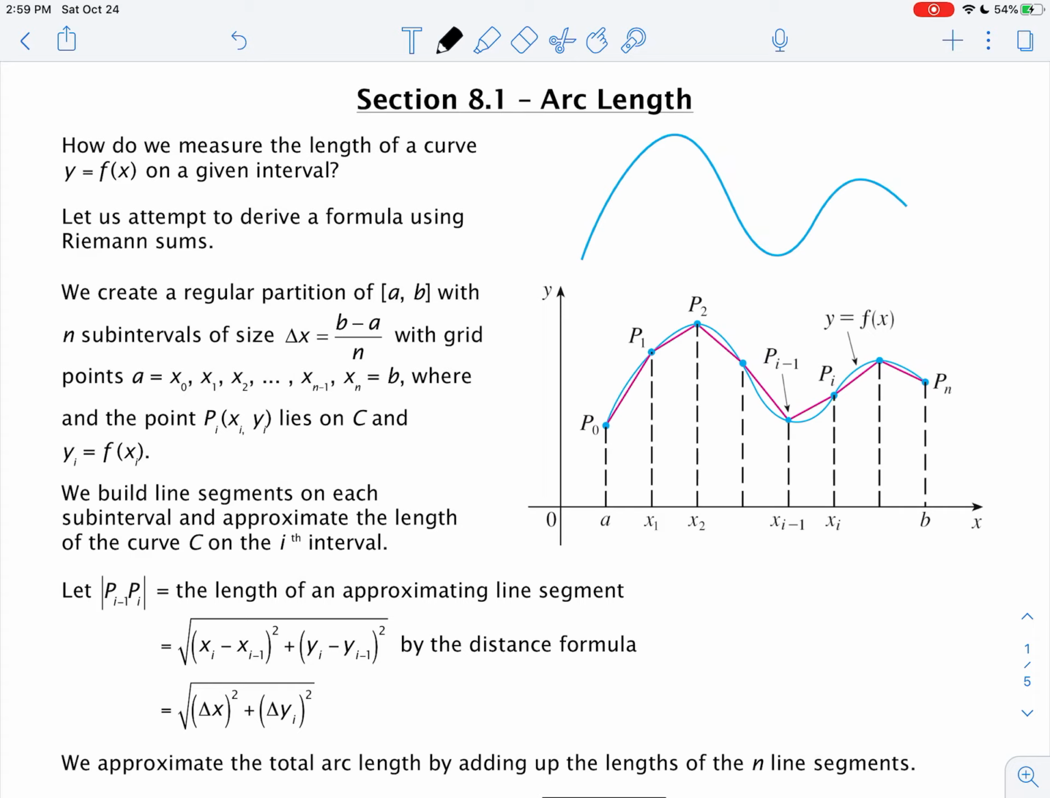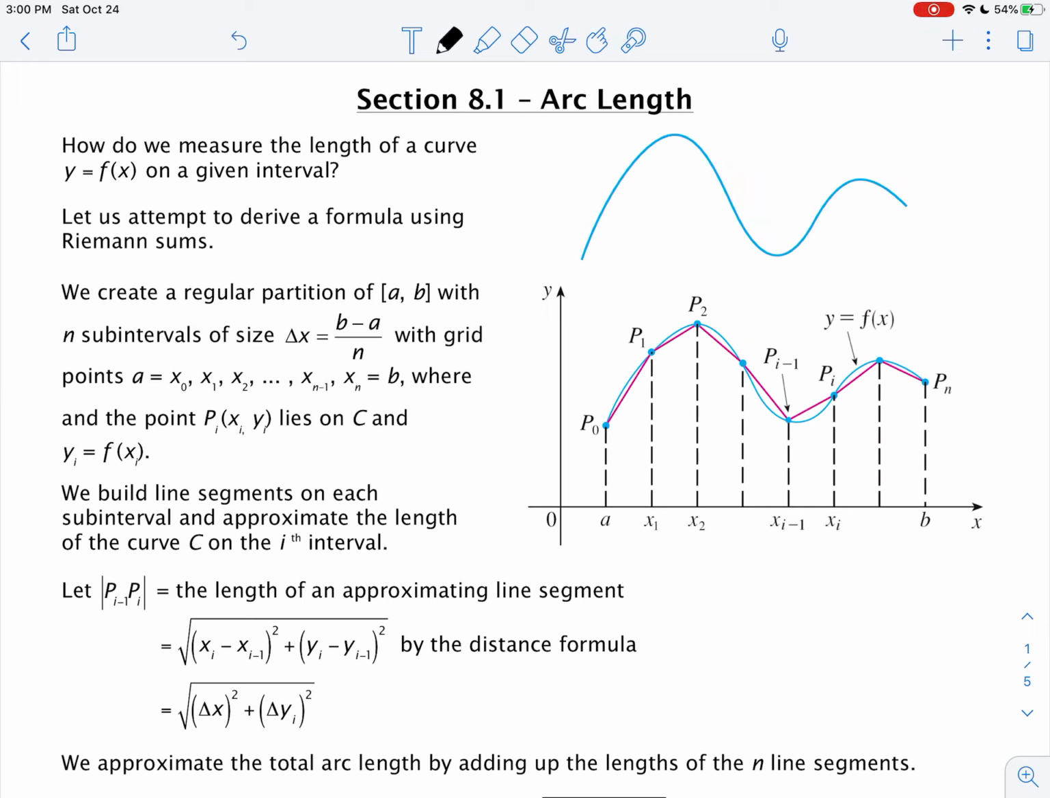Hello, good people. This is section 8.1 of Calculus Early Transcendentals, and we are talking about arc length, which is an application of integration. As with setting up integrals, we are using the limit definition of the integral, and here we're going to set up an integral that will calculate the length of a curve in the plane from x equal to a to x equal to b.